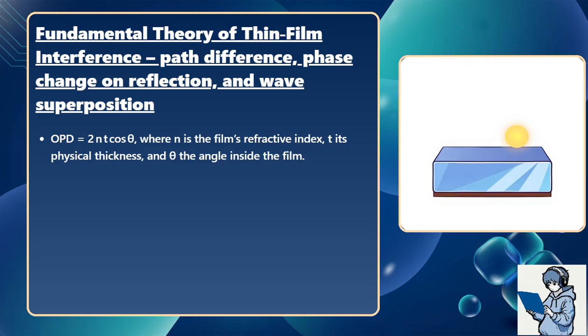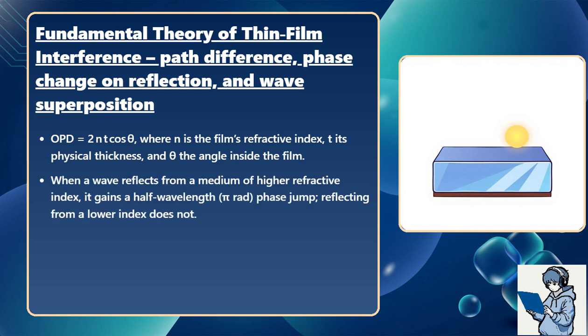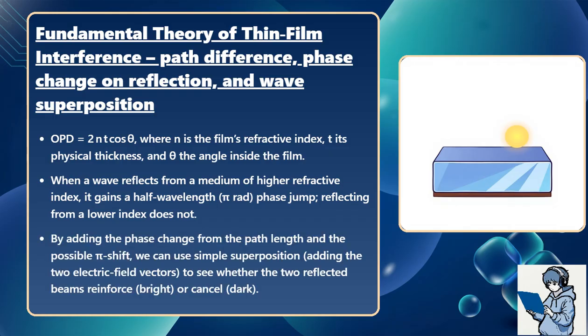This extra distance is called the optical path difference, OPD. OPD equals 2nt cos theta, where n is the film's refractive index, t its physical thickness, and theta the angle inside the film. When a wave reflects from a medium of higher refractive index, it gains a half wavelength, pi radian, phase jump. Reflecting from a lower index does not. By adding the phase change from the path length and the possible pi shift, we can use simple superposition, adding the two electric field vectors, to see whether the two reflected beams reinforce, bright, or cancel, dark.